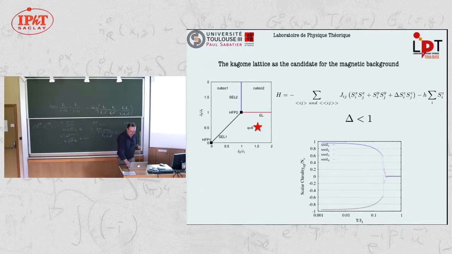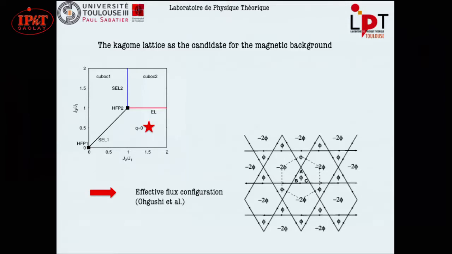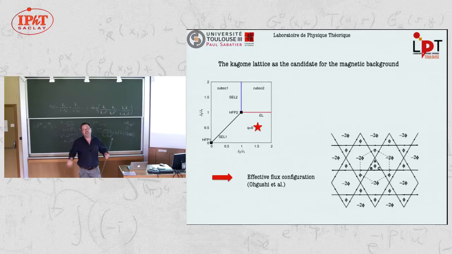Okay. Well, if you do that and you remember, now imagine that you come back to the experiment in which you throw electrons on top of it, and the electrons will feel a kind of a flux. That's the flux pattern that they will feel. Okay. I stole this picture from one of the papers of Nagaosa's group.